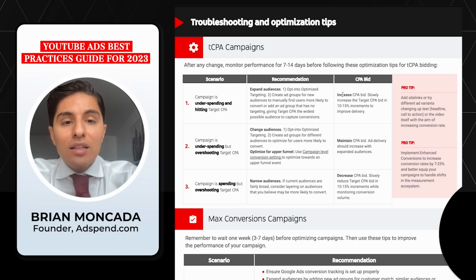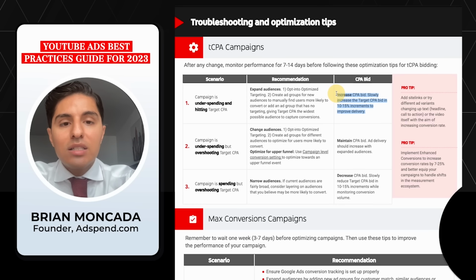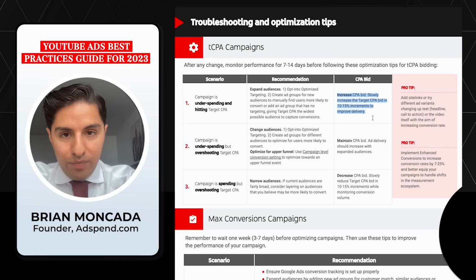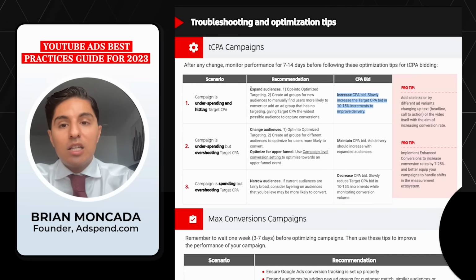Now, the TCPA bid, okay, so for your cost per acquisition bid, increase cost per acquisition bid. Slowly increase the TCPA bid in 10 to 15% increments to improve delivery. All right, so scenario: if your campaign's underspending and hitting target CPA, expand your audiences and then increase CPA bid slowly. But again, this should be done first. This is their first scenario.